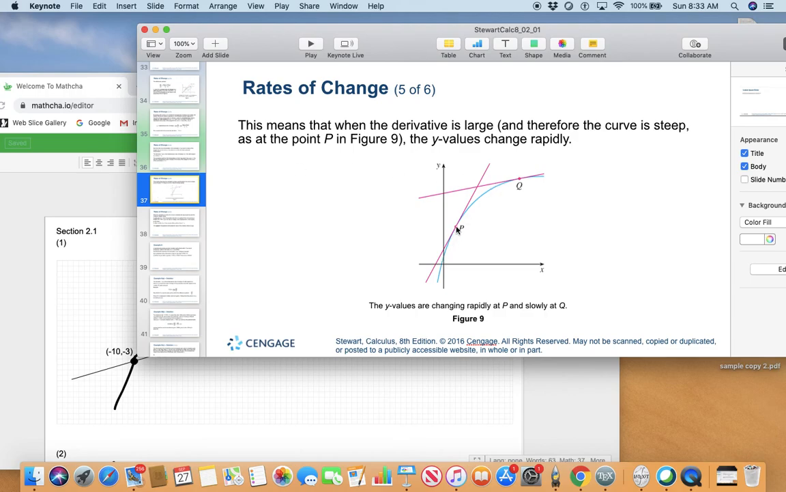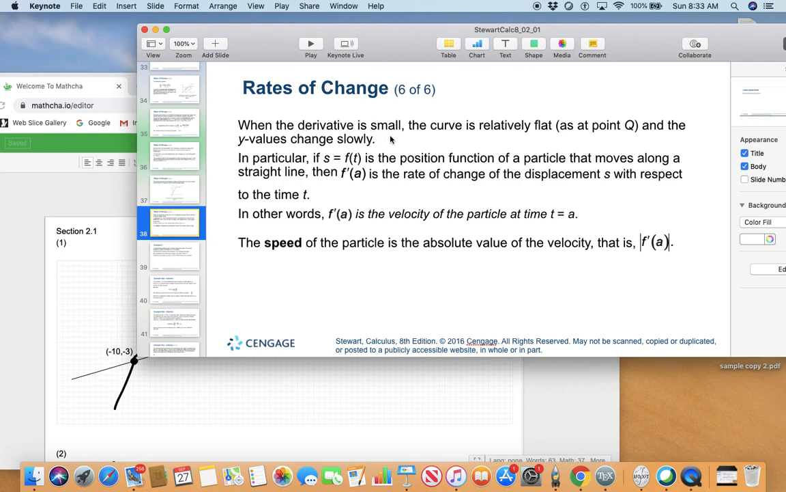Okay, so that's your curve, that's your tangent. The slope of the tangent is the instantaneous rate of change. Okay, as opposed to, say, if I drew a secant line from P to Q, then that would give me the average rate of change. When the derivative is small, the curve is relatively flat and the y values change slowly.